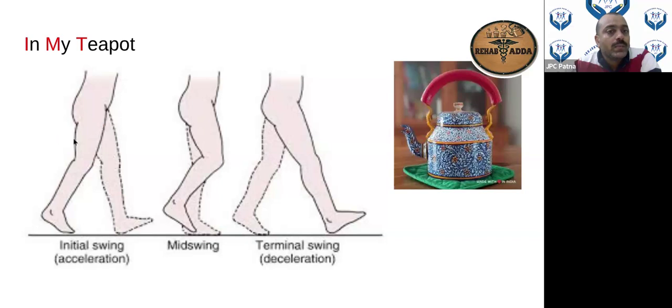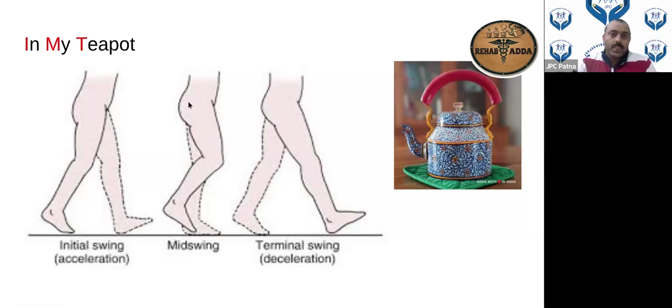Now, in the initial swing, what is the condition of the hip? The hip is going a little bit into extension. What is happening to the knee? Flexion. What is happening to the ankle? Again, it is in plantar flexion. This is the stage where there will be maximum plantar flexion, in the initial swing. And also the knee will be in maximum flexion so that it can generate the maximum energy.